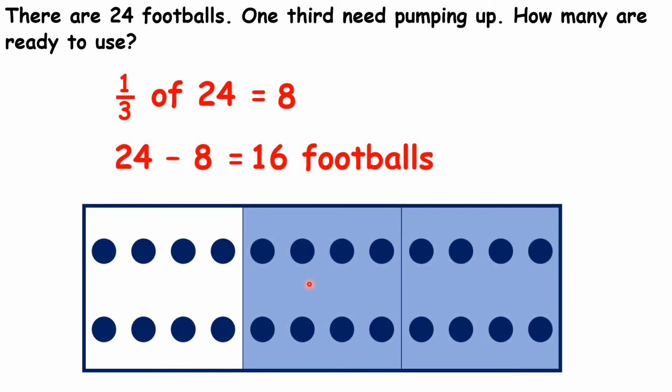We can show this with a diagram. Imagine that the blue circles are footballs. We have 24 altogether. 1/3, so these 8 here, are the ones that need pumping up. This means that the rest, what we have shaded blue here, are the footballs which are ready to use, so that's 16 footballs altogether.